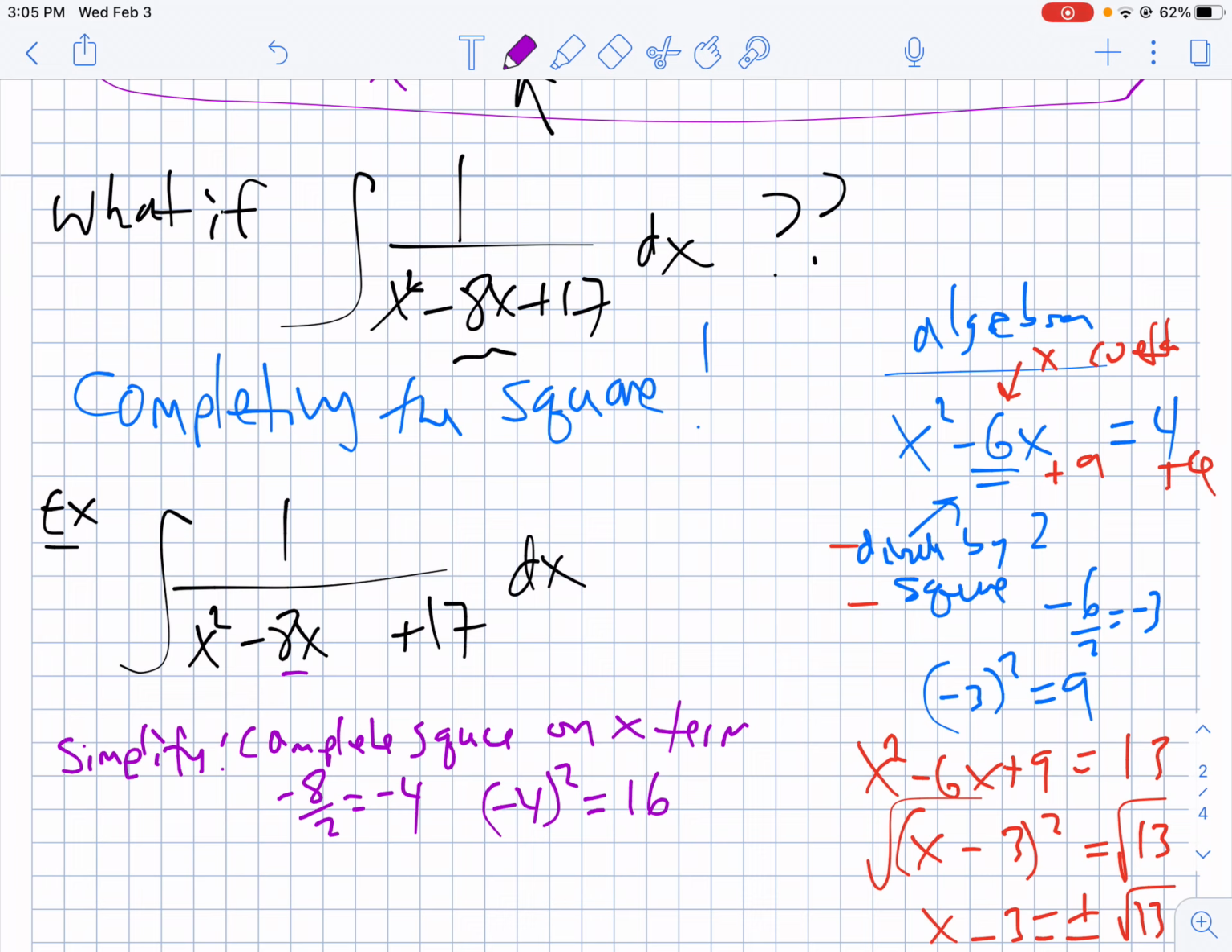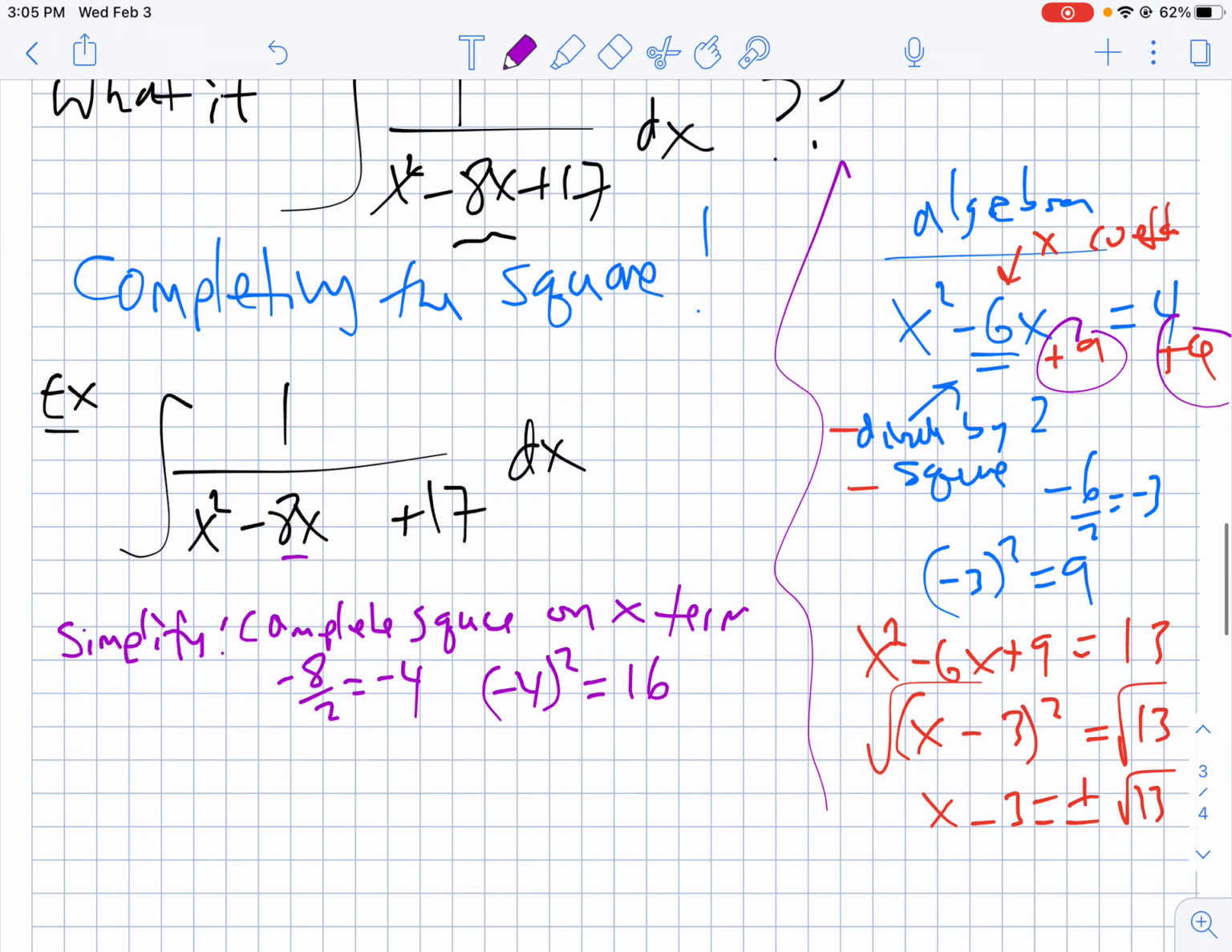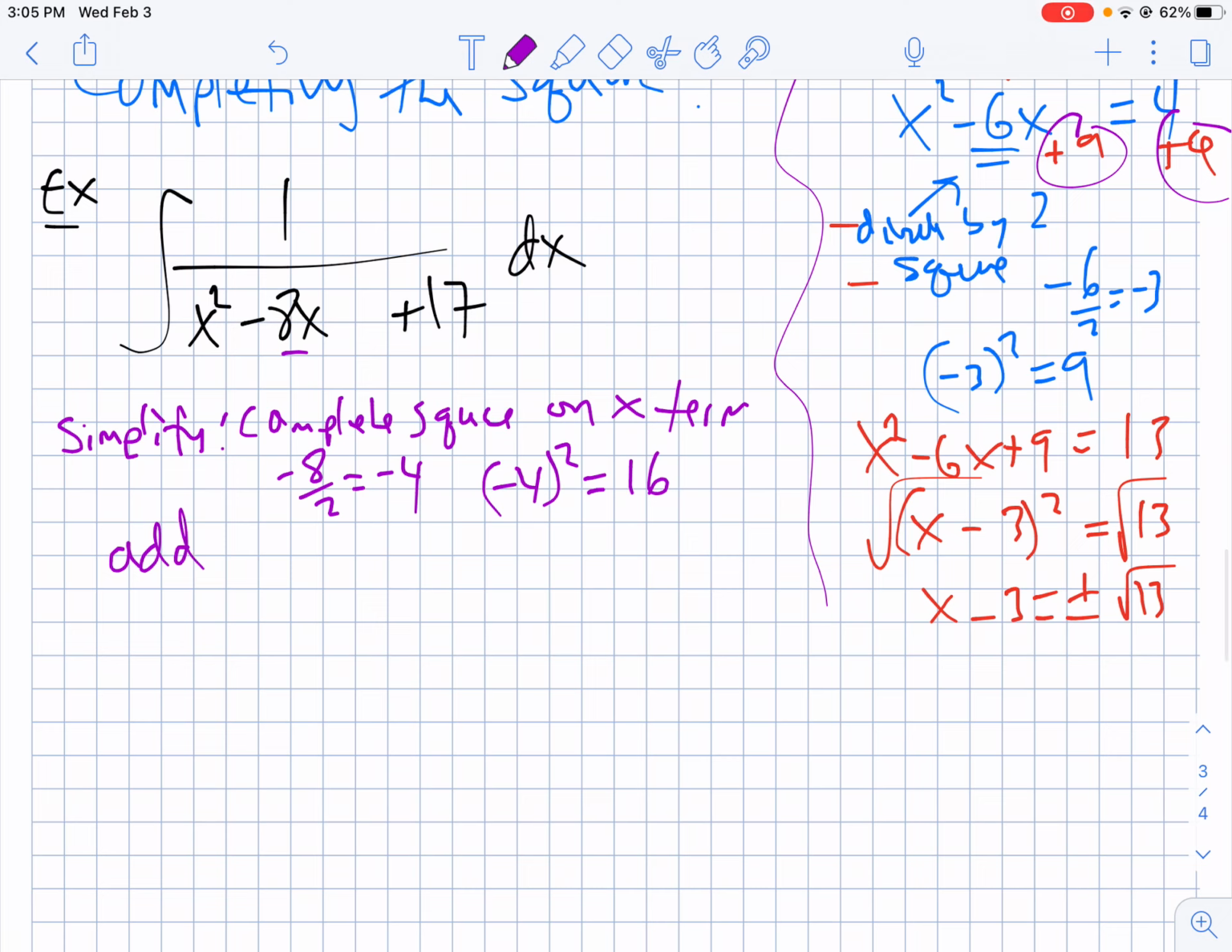Now, when we had an equation over here on the right side, we added 9 to both sides of the equation, but we don't have an equation here. So we can't add something to both sides because there aren't both sides. But what we're going to do is add and subtract that 16. Because I think you agree, if we add 16 and then subtract 16, I'm not actually changing the integral. So I'm going to add 16 here and subtract 16 here. I'm not changing the denominator, I'm just borrowing 16 from the 17 and moving that over to the left.